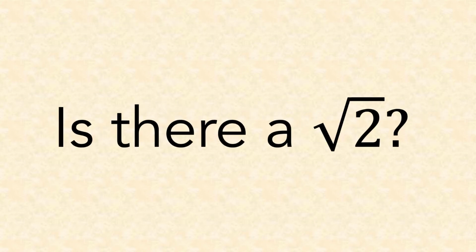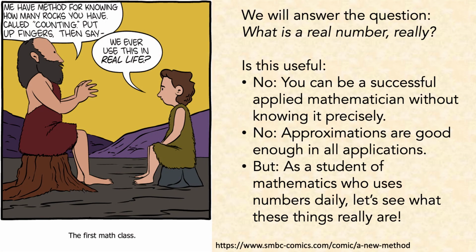Which makes me wonder, is there a square root of 2? Well, indeed there is. It's a real number, but to understand what it is, we first have to consider what is a real number really. Truth is, you can do applied mathematics just fine without knowing what a real number really is. Approximations to several decimal places are going to work just fine. But you'll be using real numbers like the square root of 2 and pi and e often. Let's find out what they really are.